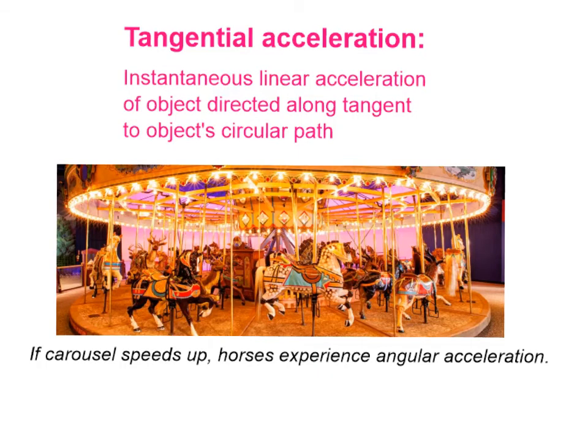Now let's take a look at tangential acceleration. We know that on this carousel, if the carousel speeds up, the horses on it experience angular acceleration, which is simply the instantaneous linear acceleration of an object directed along the tangent to the object's circular path. So it's very similar to our idea of acceleration being the change in velocity over the change in time, because we're looking at that linear acceleration of the object directed along the tangent.